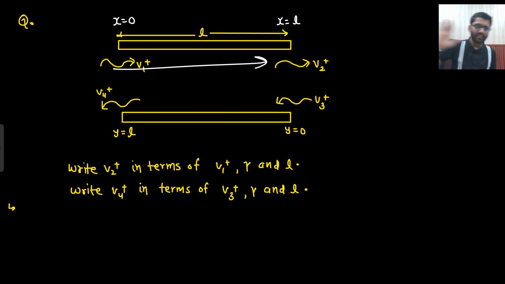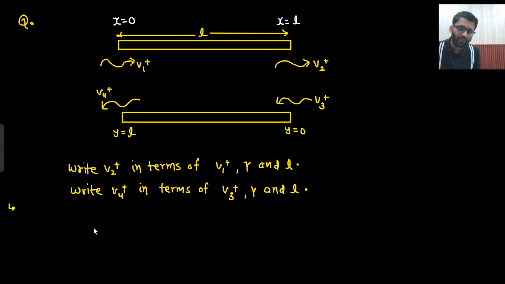In which direction is it going? It is going in this direction. So I will assume x equals 0 here and x equals L here. If I write down the v1y equation, the v1x equation, what would that be? Initially it was v1 plus, and now it will travel down in the positive x direction, so it becomes v1 plus e to the power minus gamma x.